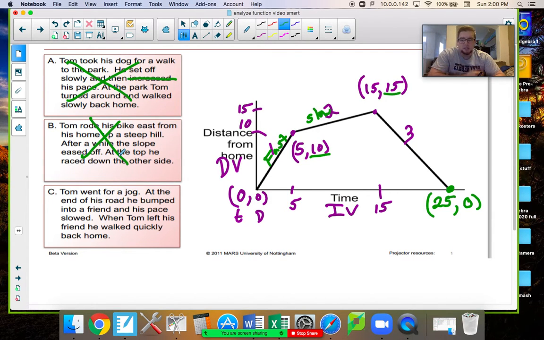C is our answer because Tom went for a jog. So jogging, he's moving pretty fast, pretty steep. He slows his pace. It's less steep, so it's slower. And then here's the key. When he's done talking to his friend, he walks back home. That's how we know that the line is no longer going up anymore. It's coming down. He's walking back home. So we can kind of see that.